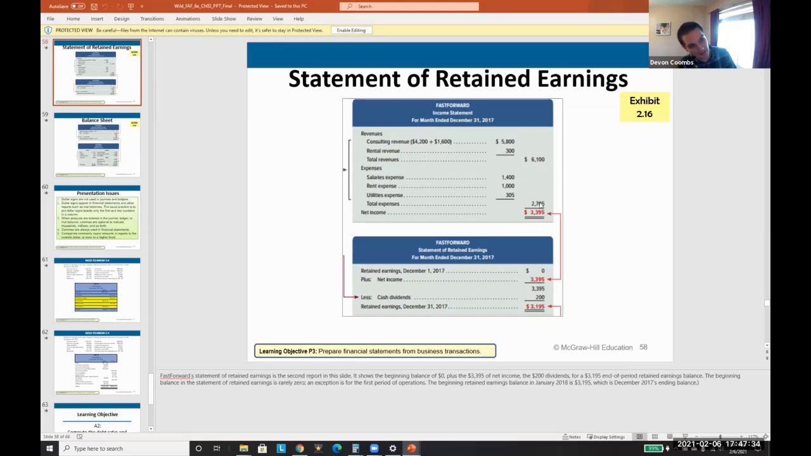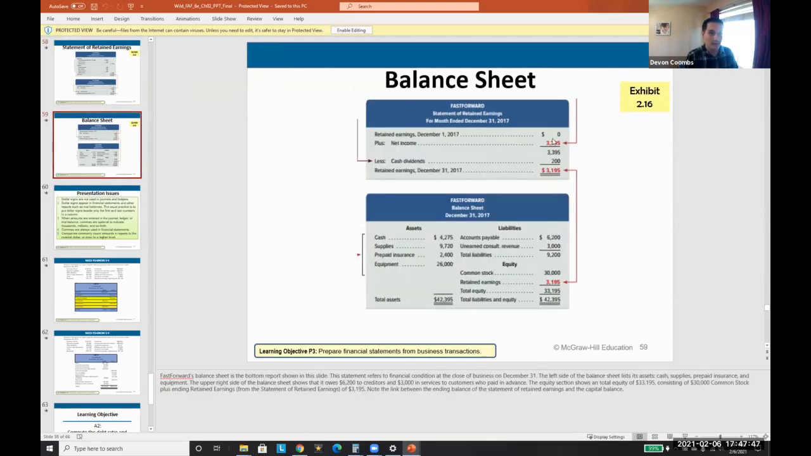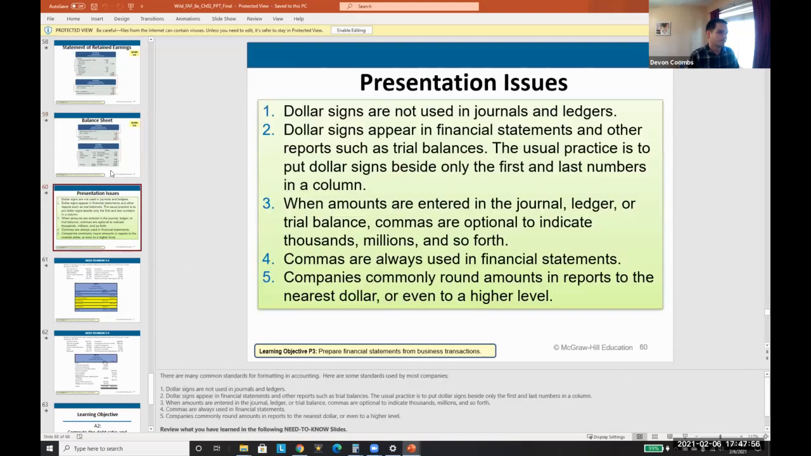This 6,100 minus the 2,705 equals our 3,395. So you can see this 6,100 is the sum based off these lines. So you can use the lines to kind of read where the numbers are coming from. Same thing on the balance sheet, right? 0 plus this is our 3,395 plus our 200 is our 3,195. Remember, we're always going to keep everything in dollars for this class. Foreign currency translations are pretty complex, but every financial statement is going to be in one currency.